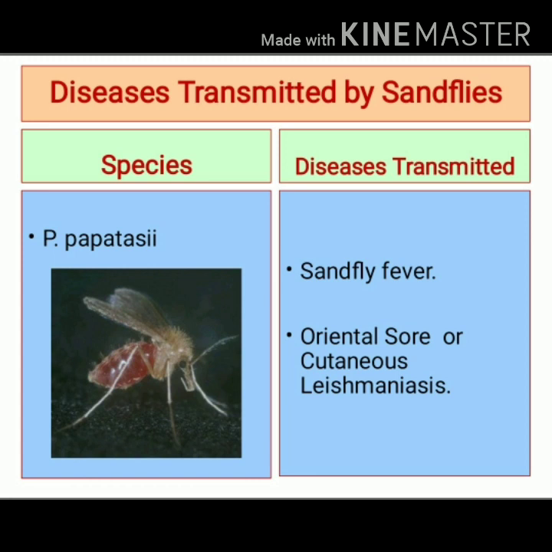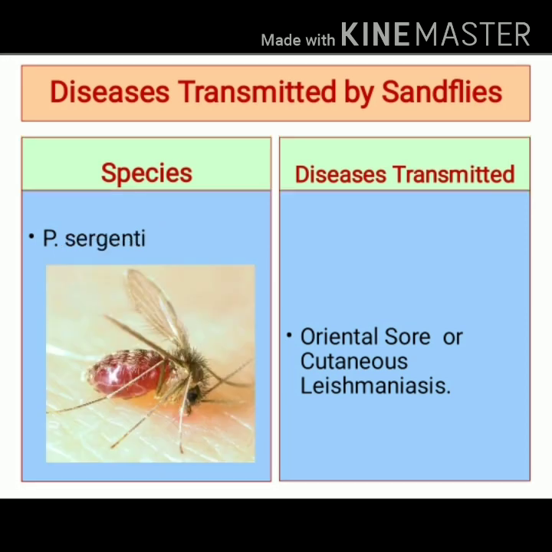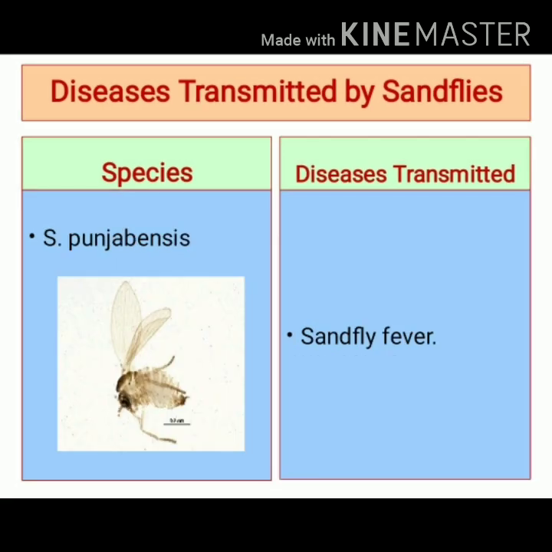Phlebotomus papatasi is also vector for oriental sore. Oriental sore is also known as cutaneous leishmaniasis. Causative agent of cutaneous leishmaniasis is Leishmania tropica. Phlebotomus sergenti is important vector of oriental sore or cutaneous leishmaniasis. In this slide, you can see Sergentomyia punjabensis. It is important vector of sandfly fever.